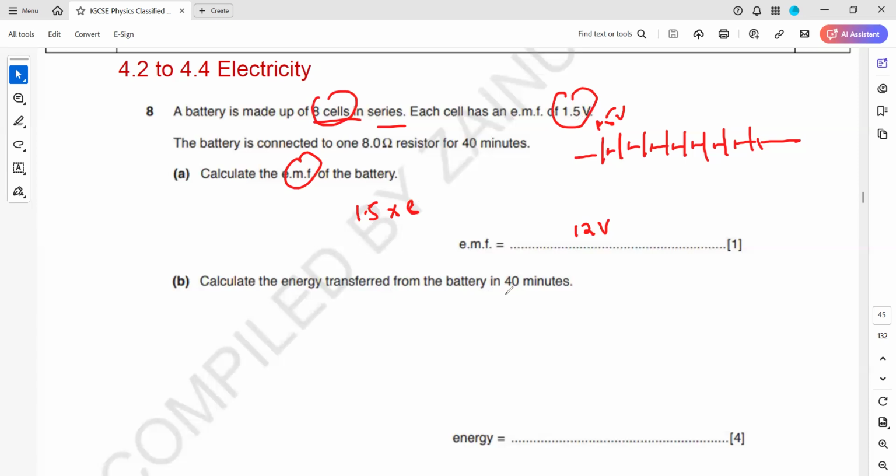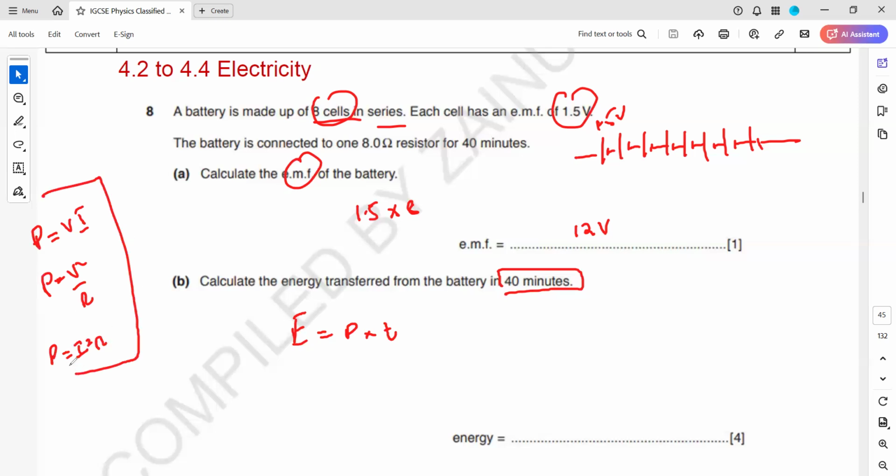Calculate the energy transfer from a battery in 40 minutes. There are different formulas to find the energy. The basic formula is energy is power multiplied by time, so E equals P multiplied by T. How to work out the power? Power has three different formulas. P equals VI, that is one formula. P equals V squared over R is the second formula. P equals I squared R is the third formula. So we have three different formulas for power.